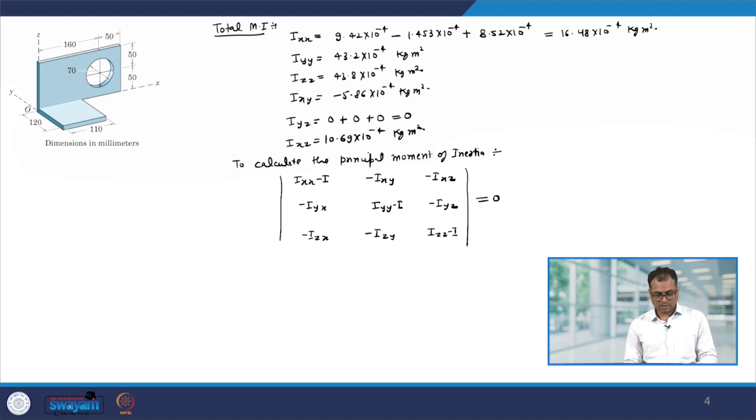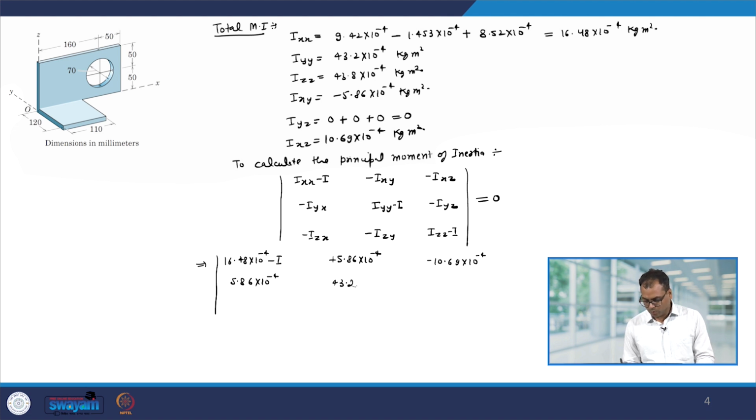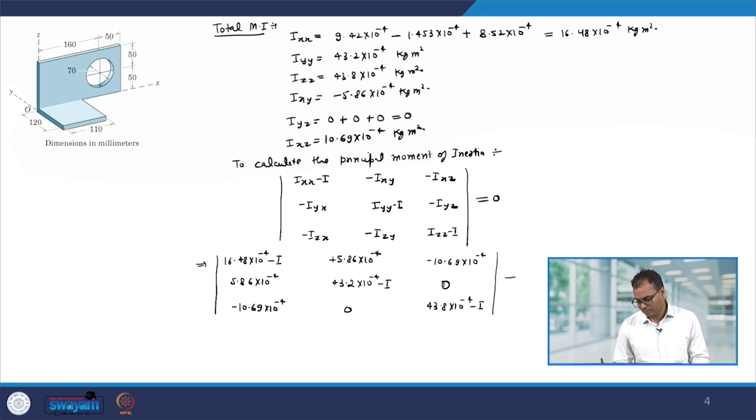Okay. Let us put the values. So, we have 16.48 × 10^-4 − I, then plus 5.86 × 10^-4, then −10.69 × 10^-4; 5.86 × 10^-4, 43.2 × 10^-4 − I, and this was 0; then −10.69 × 10^-4, 0, and 43.8 × 10^-4 − I, equal to 0.